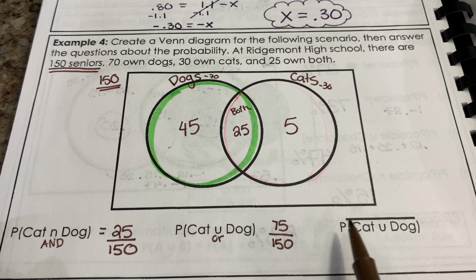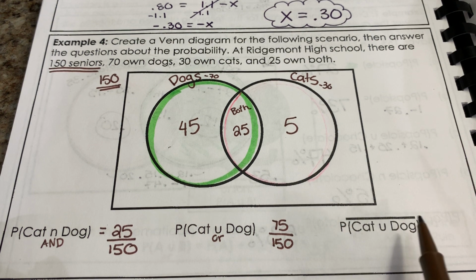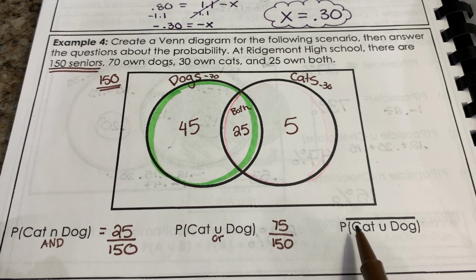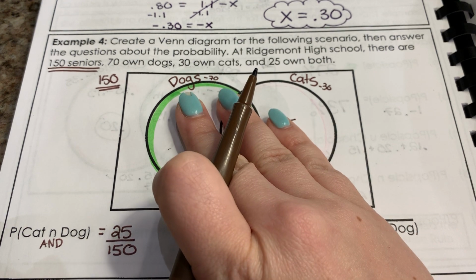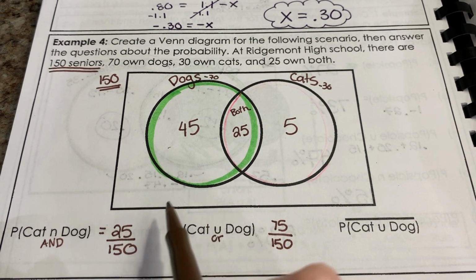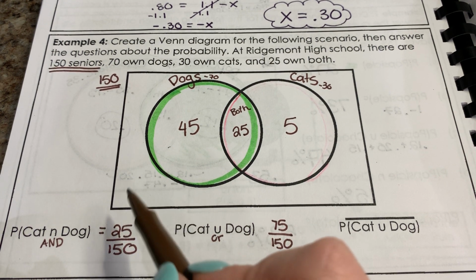All right. Then we've got this thing. We haven't seen this one yet. We've been seeing a lot of the C notation. But remember, C means not, and so does this bar. So this means the probability of not cat or dog. This means it cannot be cat, it cannot be both, it cannot be dog. So it's that outside part. We need to make sure we figure that outside part out. This is the part students always leave out.